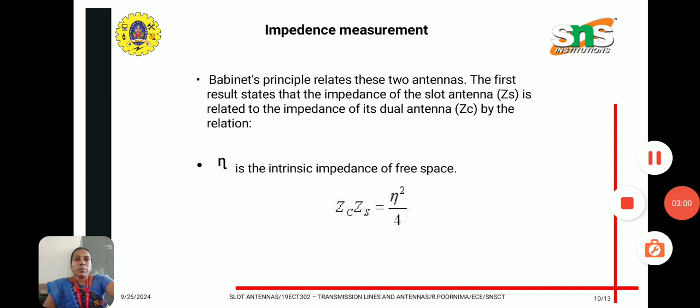Impedance measurement: Babinet's principle relates these two antennas. The first result states that the impedance of the slot antenna ZS is related to the impedance of the dual antenna ZC, through the intrinsic impedance of free space eta, and ZS times ZC is equal to eta squared by 4.